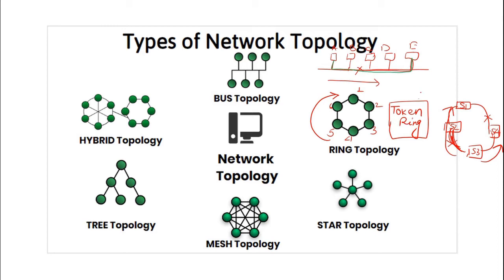But whenever we talk about the old technology token ring, then it was not much useful. But obviously right now we are using this ring topology very much, but in the case of routers and switches.